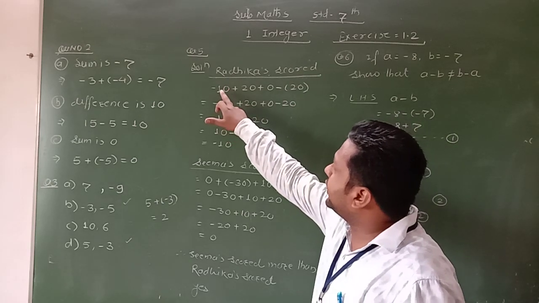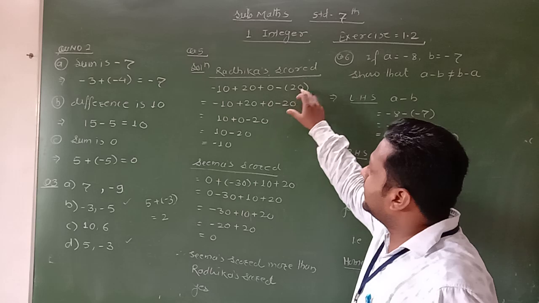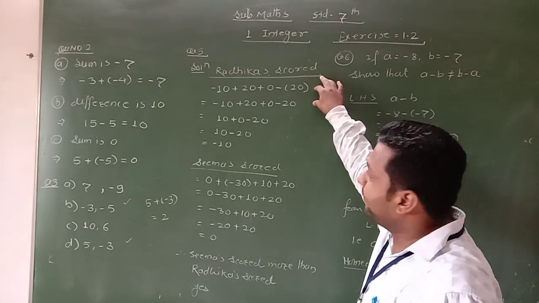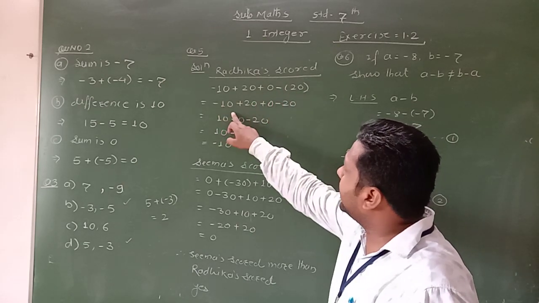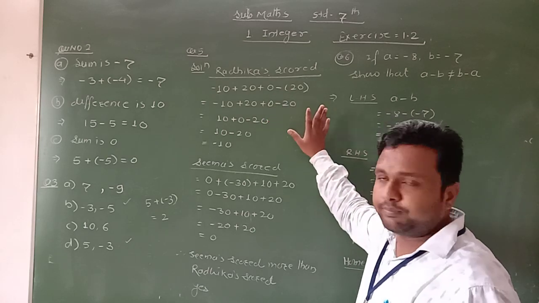Therefore here we do the addition of -10 plus 20 plus 0 minus 20. These are the scores of Radhika in 4 rounds. Okay. Now -10, here we do the addition. First we remove the bracket: -10 plus 20 plus 0 as it is here, minus, that is -20.